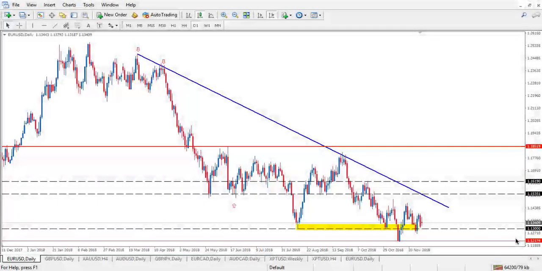As usual, we're going to analyze the market for this week. We're going to start with the euro against the American dollar on the daily time frame. As you can see here, we have a downtrend line that we mentioned last week. I think it's pretty much the same, just like last week.